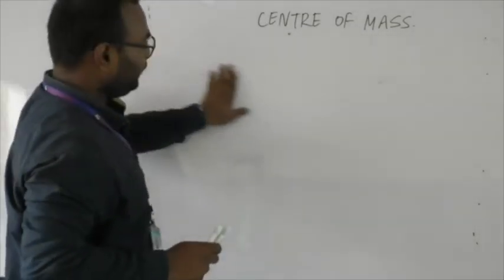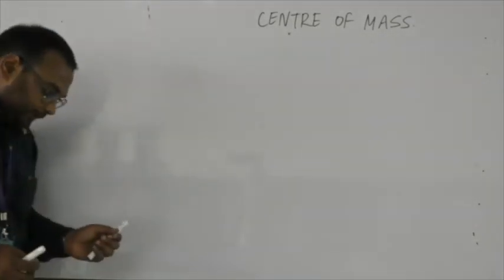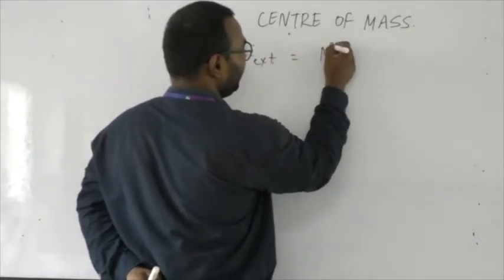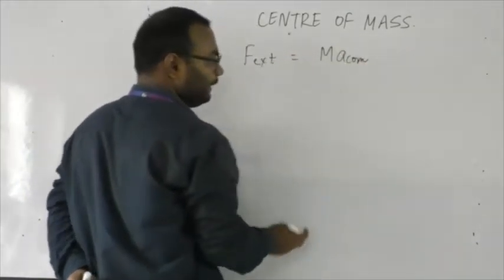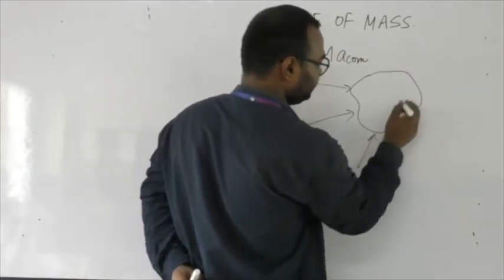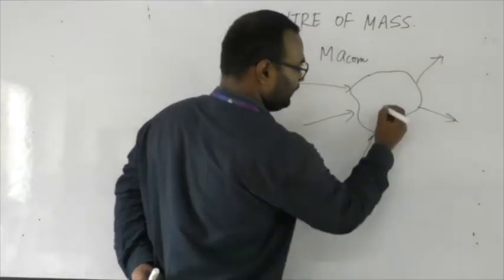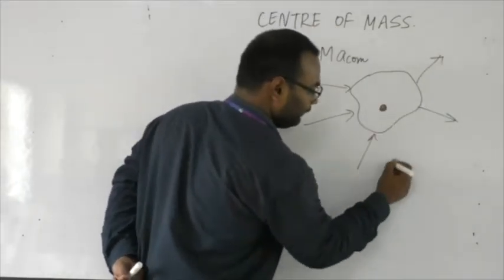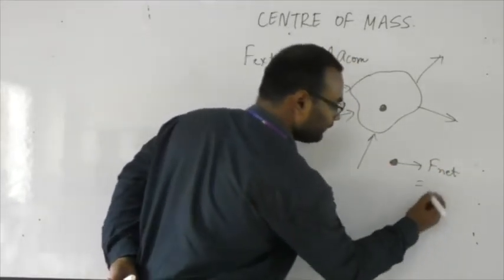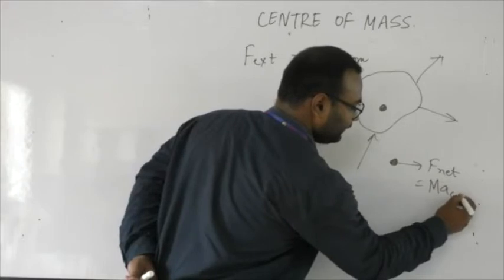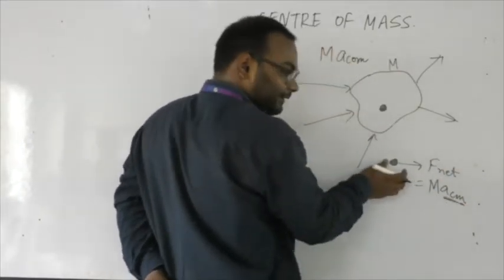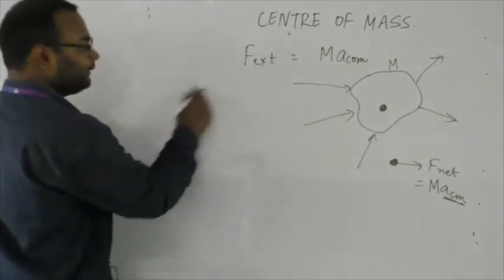Let us look into a new concept of conservation of momentum. We know that F external we write as M a of center of mass. Because if I take any particle and several forces are applied, we choose a center of mass, and on that we apply net force, and that net force from Newton's second law of motion is M a_CM. If this has mass M, that a_CM, that acceleration, is for the center of mass. That is why you write this.